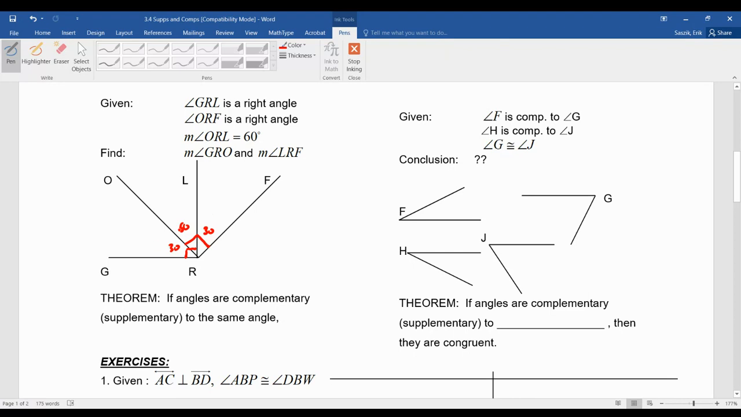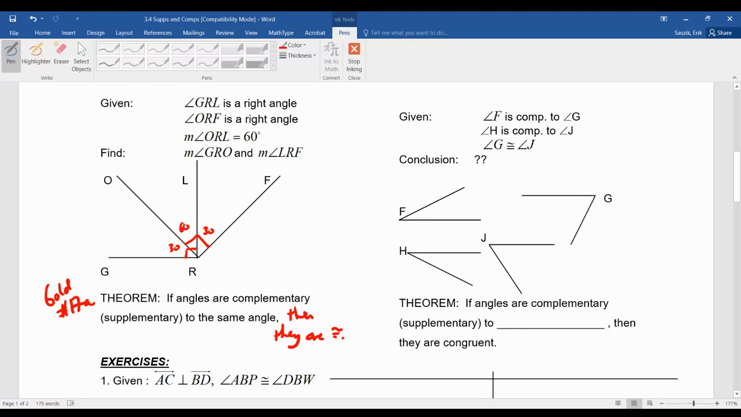Well, remember, these two angles out here were both complementary to the same angle. So that's a new theorem, and this is going to be gold number 17. If angles are complementary to the same angle, then they are congruent. Now, the same thing also holds for supplementary. If angles are supplementary to the same angle, then they are congruent. Okay, this is gold 17A.